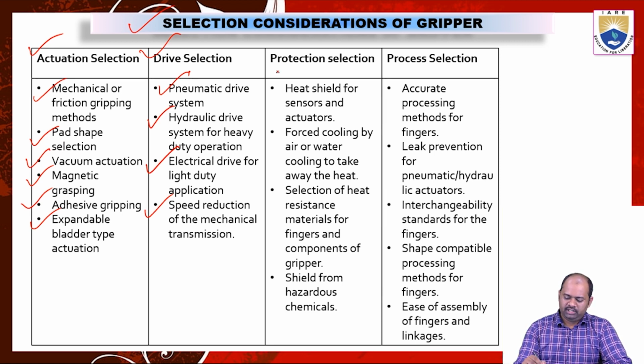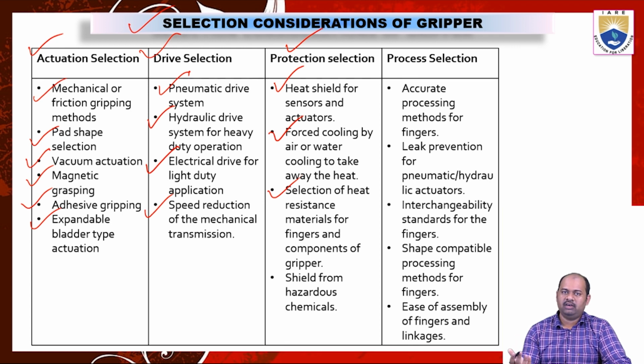And then protection shielding. So different protections have to be applied to the robot in order to protect the robot from environment. Heat shield for sensors and actuators should be given in order to protect them. So forced cooling by air or water cooling to take away the heat. This has to be given to the robot in order to protect it from hot environments. And the selection of heat resistant materials for fingers and components of the gripper.